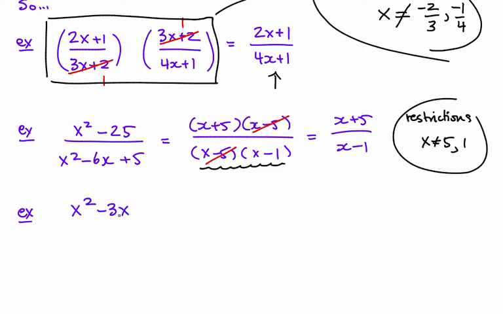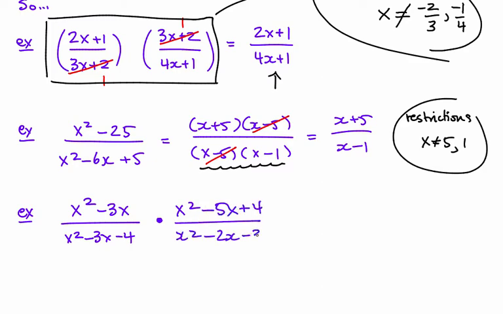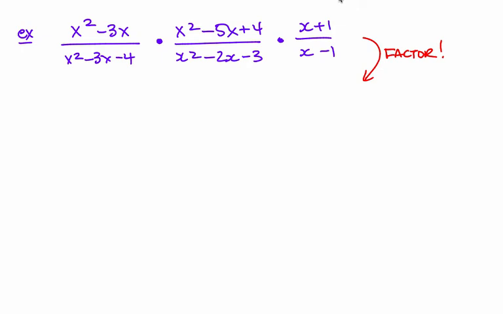x squared minus 3x over x squared minus 3x minus 4 is our first term. We'll multiply it by x squared minus 5x plus 4 over x squared minus 2x minus 3, and we'll multiply that by x plus 1 over x minus 1. So we're allowed to cancel any common factor on any numerator with any denominator. So we can go ahead and do that after we factor. You may have noticed that there is a lot of factoring in this unit. And there is, and we need to be fairly quick at it.